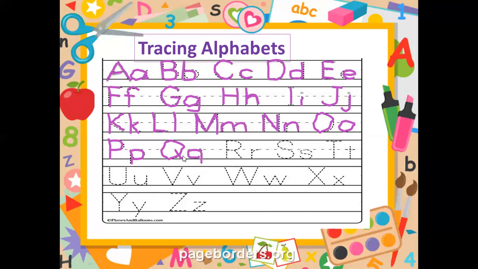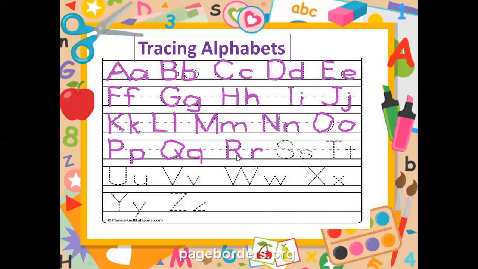Now, after Q, our next letter is R. For the letter R, first of all, use the first three lines and draw a standing line. Then from the top to the middle, draw a complete curve, and then from the middle to the bottom, a standing line, just like this. Watch it once more. Standing line, curved line, and then from the middle to the bottom, a slanting line. Now for the lowercase letter r, draw a standing line from middle to the bottom and a small curve, just like this.